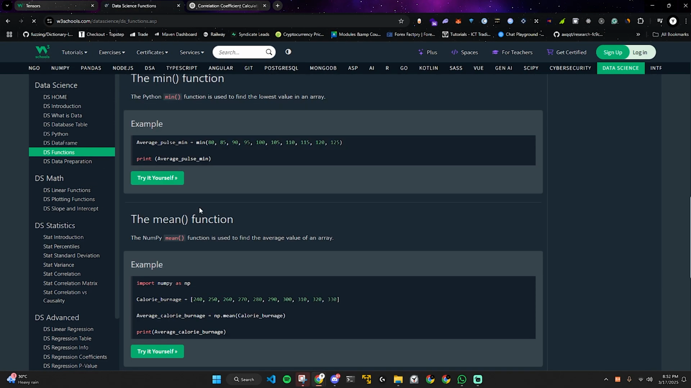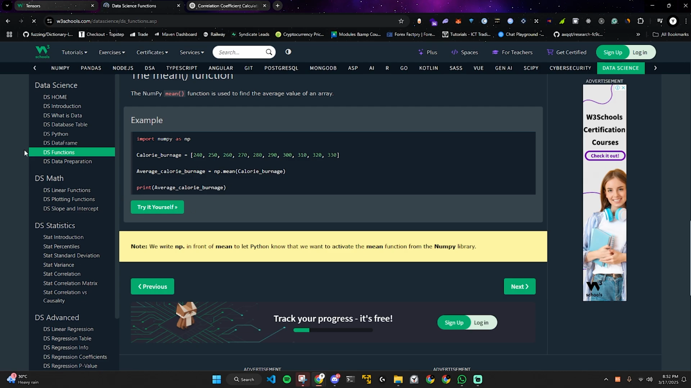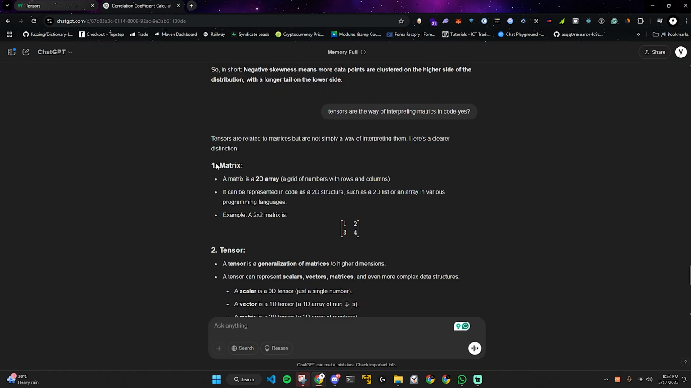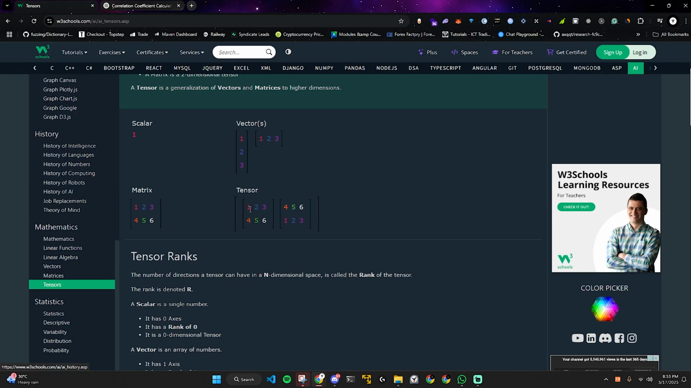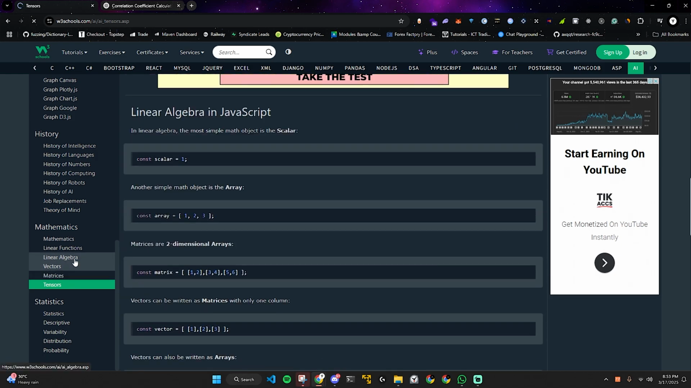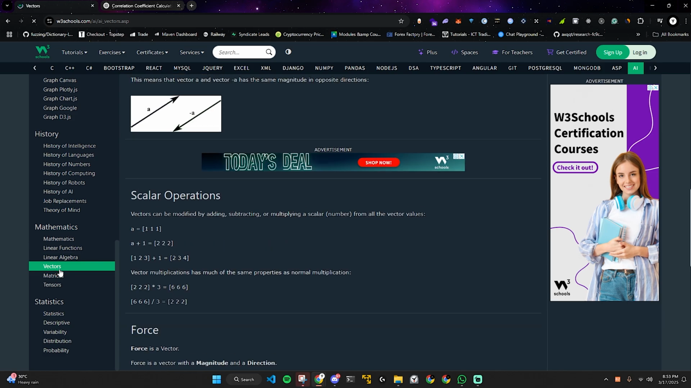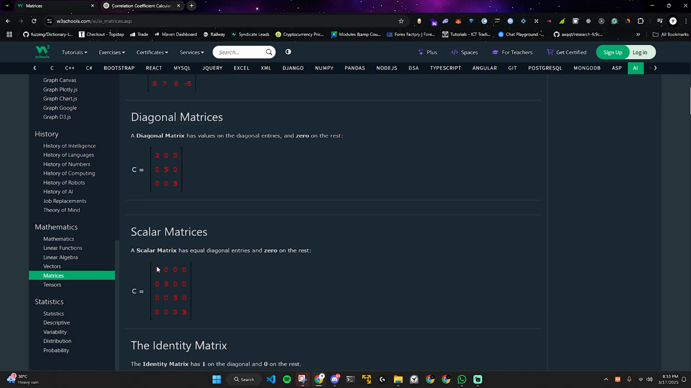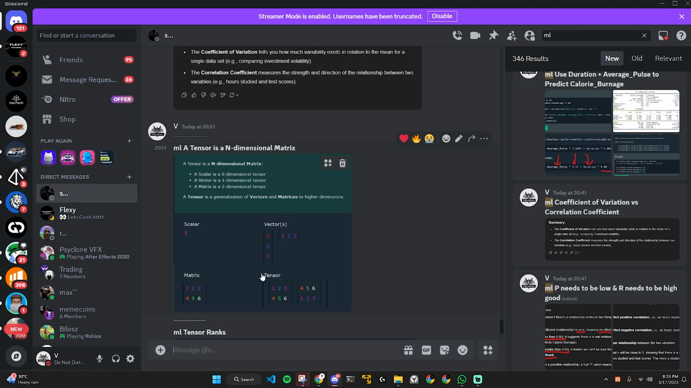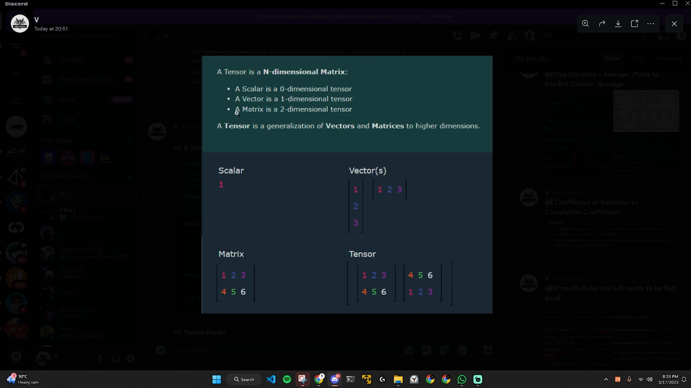So functions: this is the max and the min and the mean, obviously. Apart from that, guys, what we're going to try to understand, obviously we know what vectors are. So we have the vectors and the matrices. We had some definitions here. A vector is a 1-dimensional tensor. A matrix is a 2-dimensional tensor, right? So we have 2D, and this is 1D. And a scalar is 0-dimensional, so there are no dimensions, it's just here.